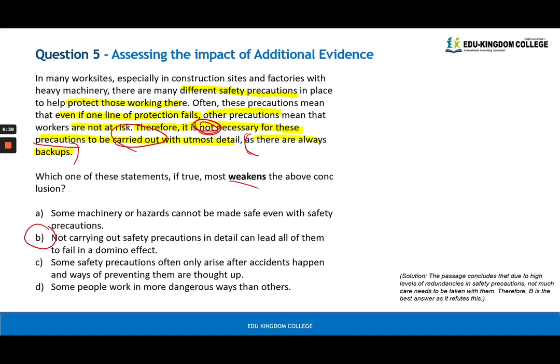The answer is B. Not carrying out safety precautions in detail can lead all of them to fail in a domino effect. This basically shows that if you don't take care and pay attention to detail in all of these precautions, then there might be havoc, very negative consequences, and that would be a weakening statement here.